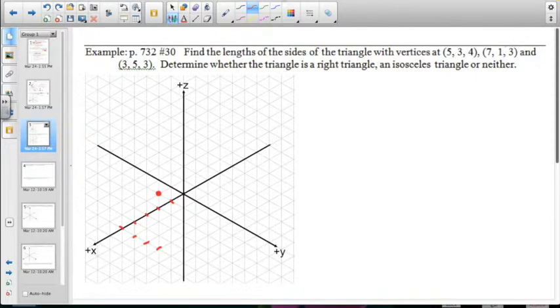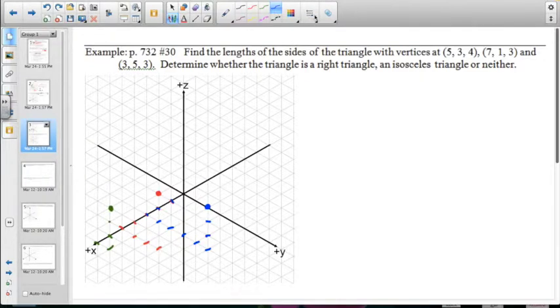And then the next point, 7, 1, 3. So out 7, so that's 5, 6, 7. 1 in the y direction, 3 in the z direction. So 1, 2, 3. So again, over and then in the y direction and up. And then we have 3, 5, 3. So we have over 3, 1, 2, 3, out 5, 1, 2, 3, 4, 5, and up 3, 1, 2, 3. So there's the third point.